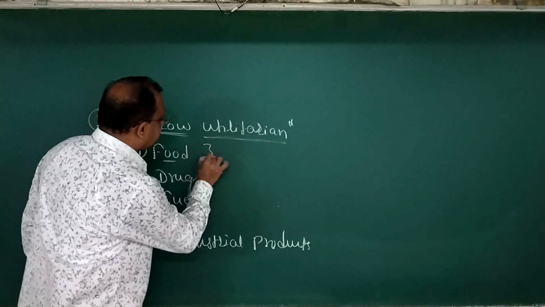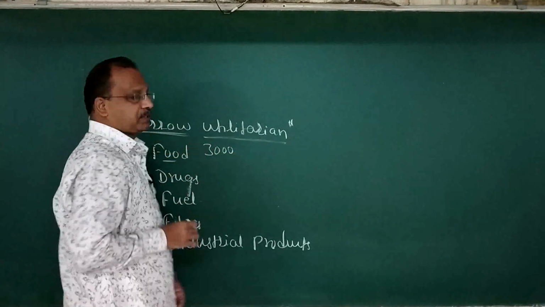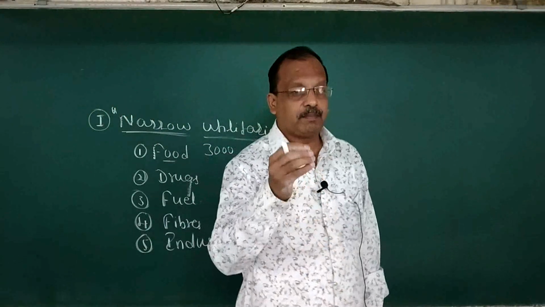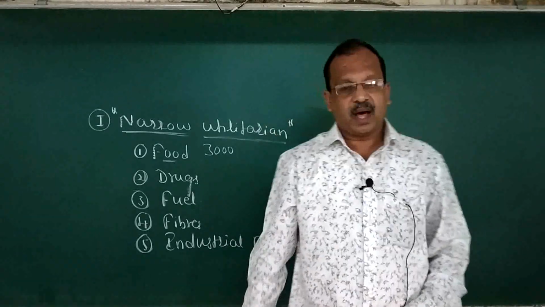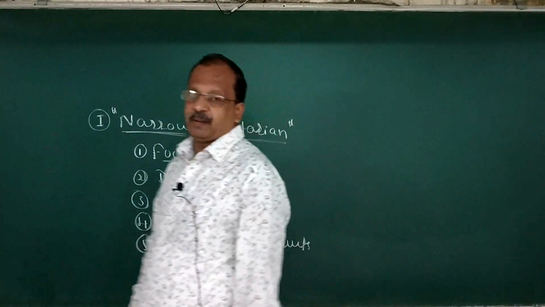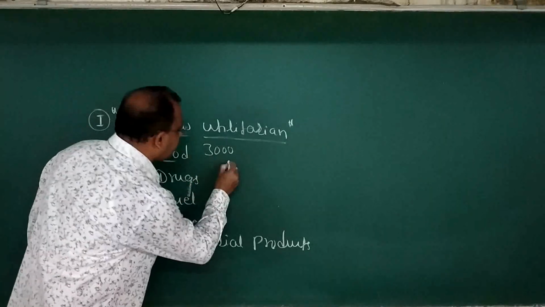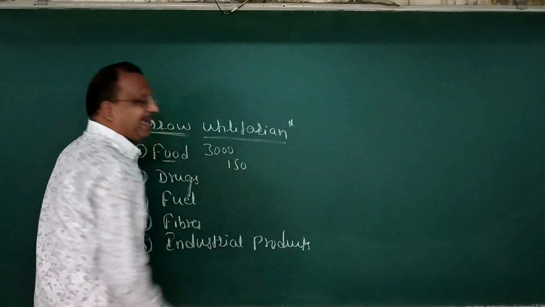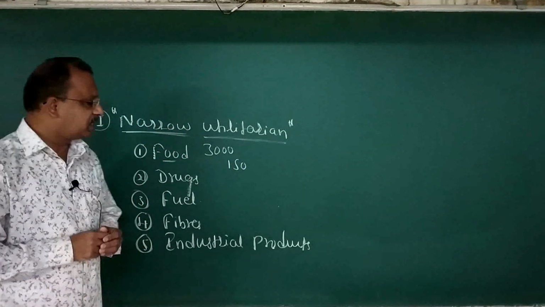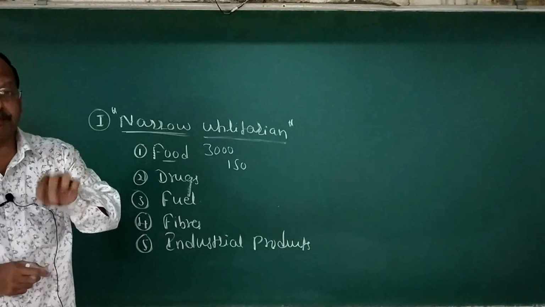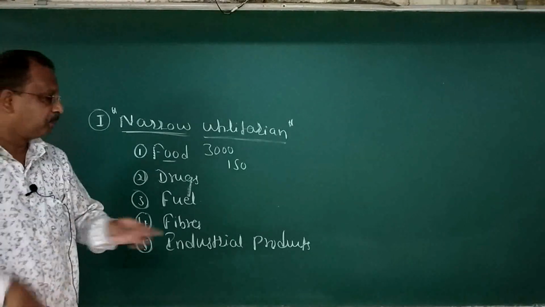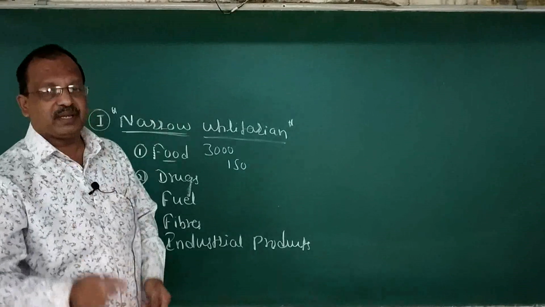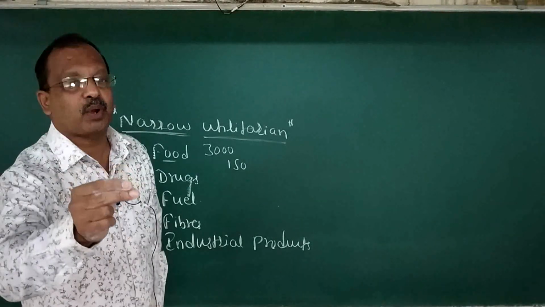So around 3000 plant parts are actually edible, but out of which 150 are commercially exploited. 3000 species of the plant parts are edible, but out of which 150 are commercially exploited.